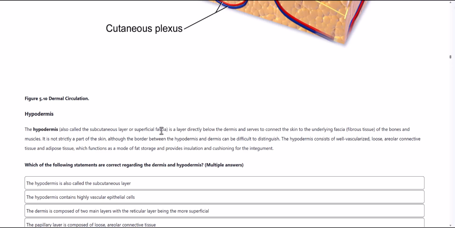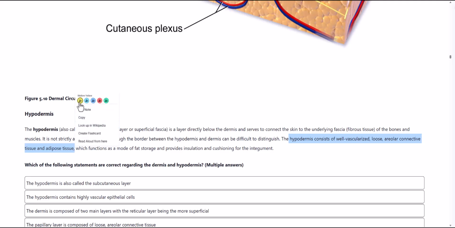It's also referred to as the superficial fascia. That is a term that we will see and understand better in a couple of weeks. But for now, just know the hypodermis is also called the subcutaneous layer. It is directly below the dermis. It is mostly fat. There's also, to be honest, a fair amount of that loose areolar connective tissue down here as well. So the hypodermis is loose areolar and adipose.